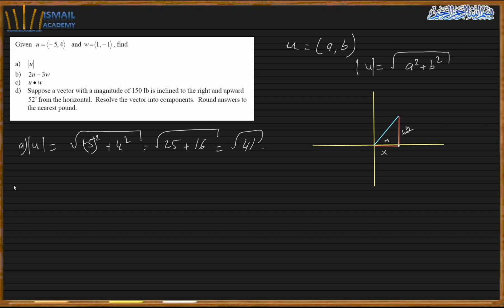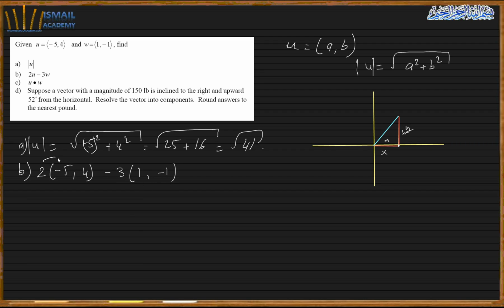For the second one is an operation. So I'm going to use the concept of addition, add similar terms. So I'm going to add the first coordinate with the first coordinate, the second coordinate with the second coordinate, the third coordinate with the third coordinate, and so on. Here, if I have 2, I'm going to distribute first. So I have 2 times minus 5, 4, minus 3 times 1, minus 1.